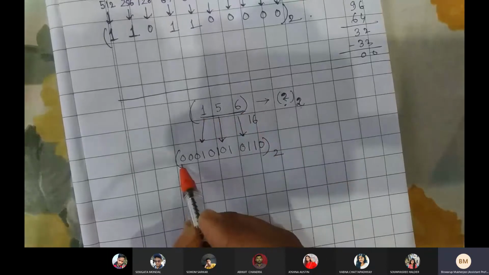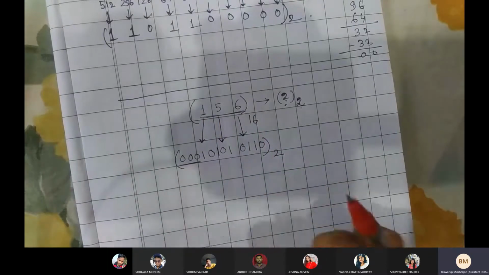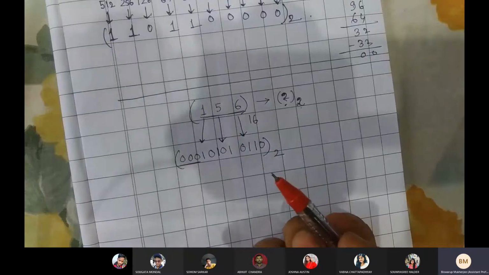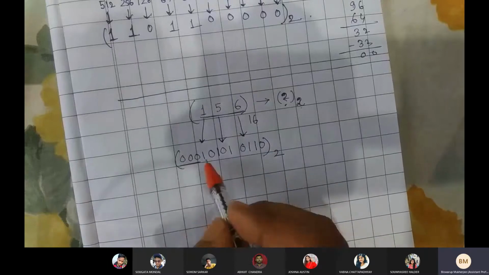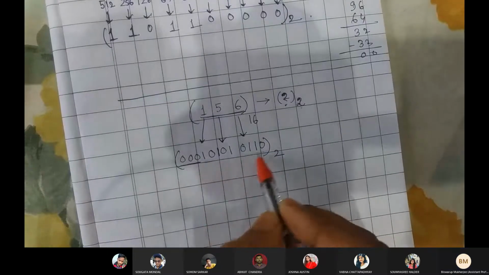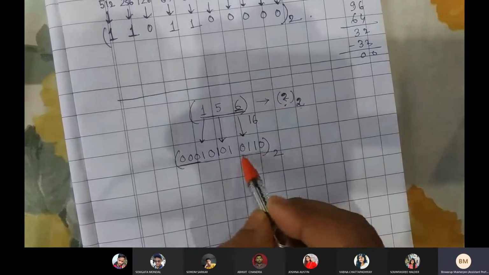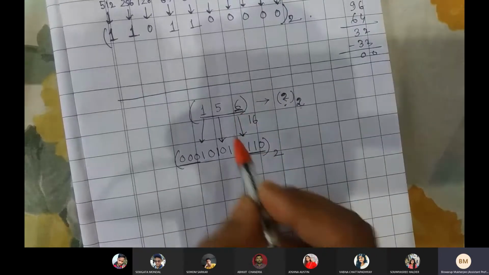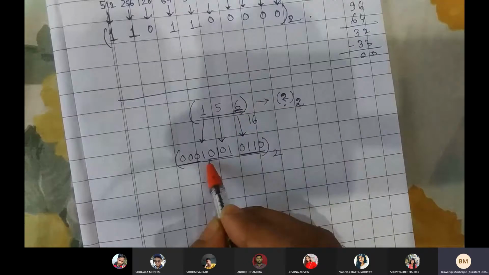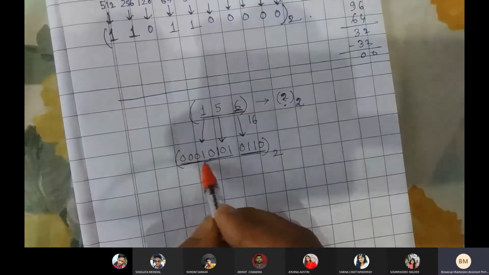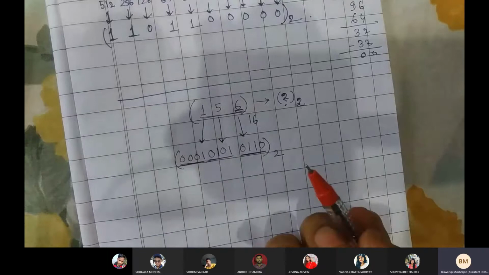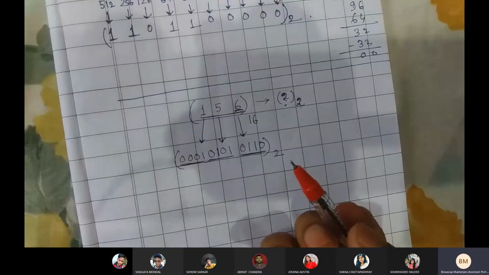Now obviously you can discard the 3 zeros on the left-hand side. So you can write down only this part, or you can also keep it as it is. Likely the 6 is 0110, the 5 is 0101, and the 1 is 0001. So directly we can convert from hexadecimal to binary.